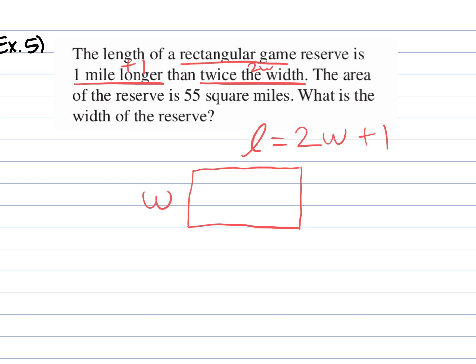Okay, there's one more piece of information we haven't put on our diagram. What else did it tell us? It told us the area was 55 square miles. Area equals 55 miles squared. Put that in the middle.